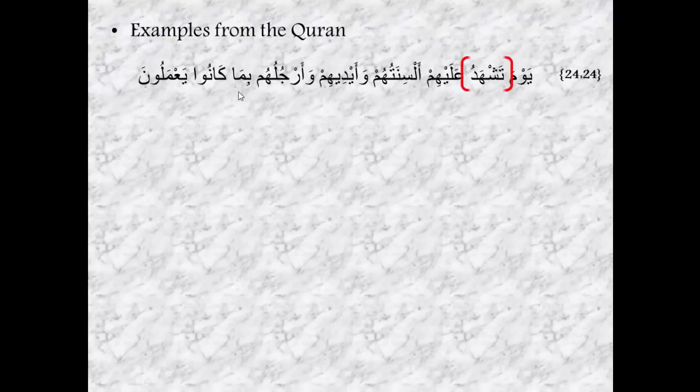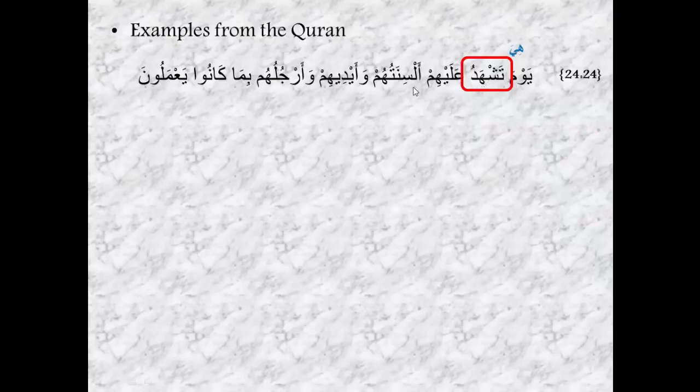We have تَشْهَدُ, يَوْمَ تَشْهَدُ, on the day when their tongues, hands, and feet will testify. Tashhadu means to testify against them about what they used to do. يَوْمَ تَشْهَدُ. So this is an example of a verb conjugated for hiya. Hiya tashhadu, hiya taf'alu.